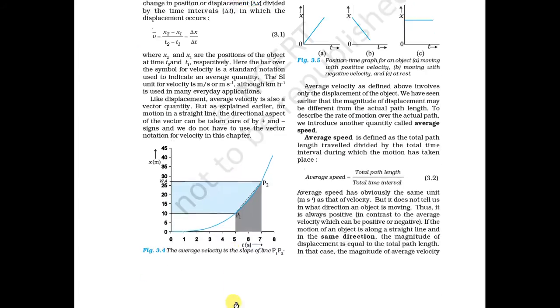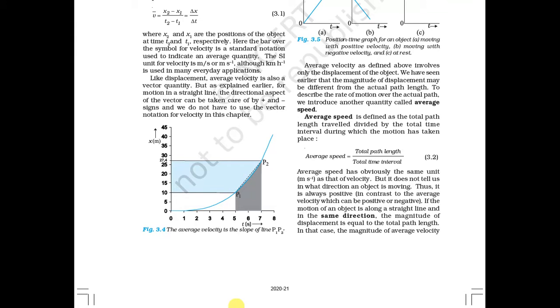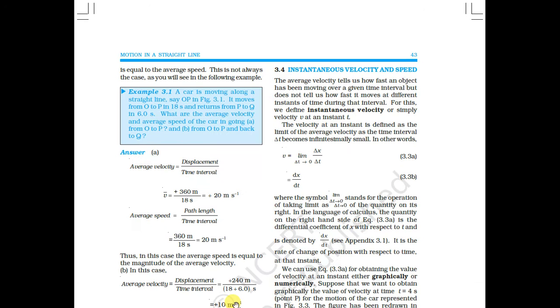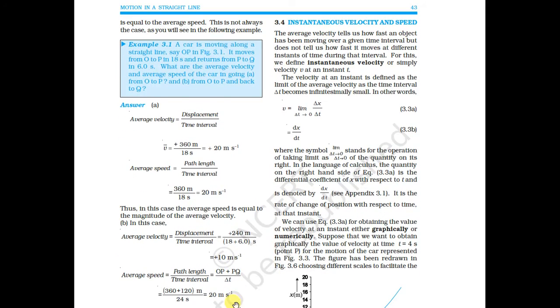So when the motion is in the same direction, the magnitude of the displacement equals the path length. In this case, the magnitude of average velocity is equal to the average speed. But this is not always the case. Displacement and path length are the same only in this situation, not in all motion. So this is our basic topic, average speed.